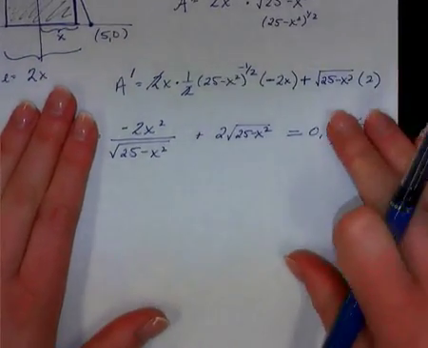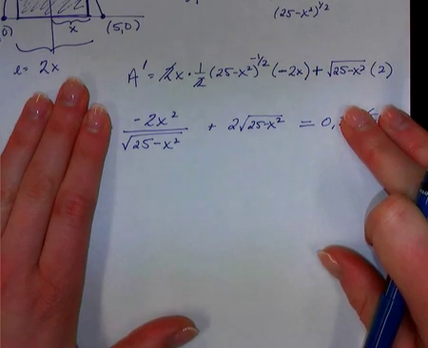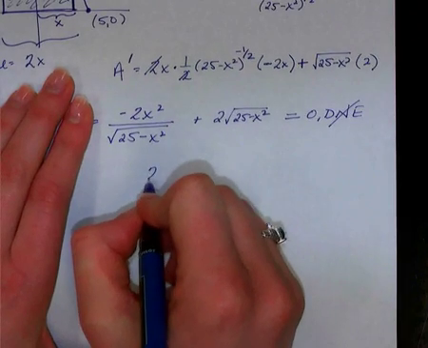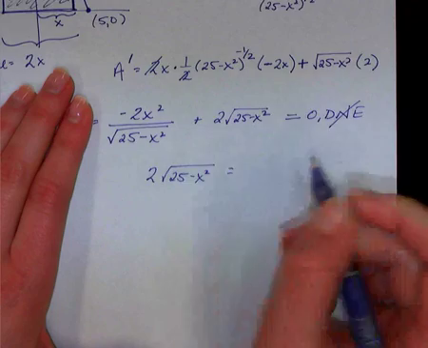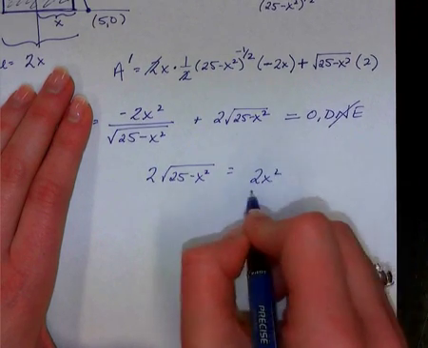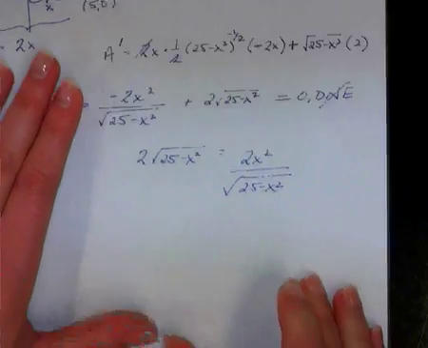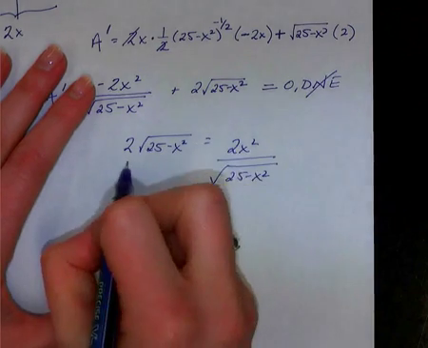Now I'm looking at this equation. I'm going to set it equal to 0. What I'm going to do is take this fraction and add it over to the other side. 2 square root 25 minus x squared is equal to 2x squared divided by square root 25 minus x squared. Now I can cross multiply and solve for x. So I can stick this over 1.